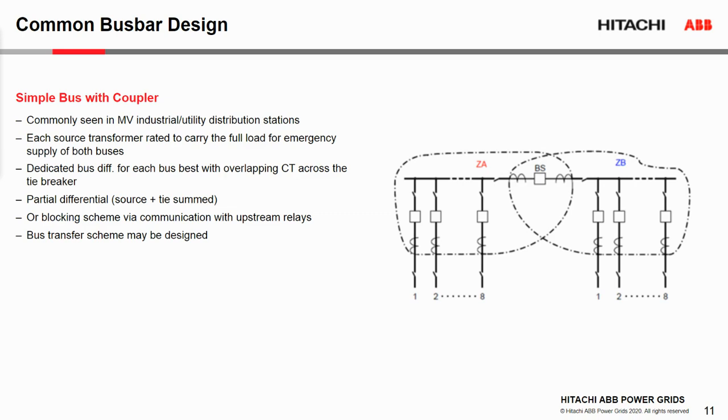Partial differential means you typically would externally or internally sum the source CT from the transformer and the tie CT. That way you can isolate busbar A from busbar B. The bus transfer scheme can be designed so that you can automatically operate and switch the tie breakers, the breakers and loads to the bus.